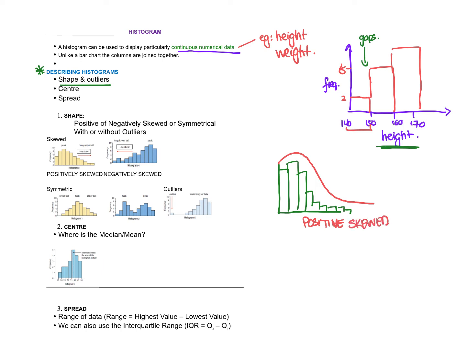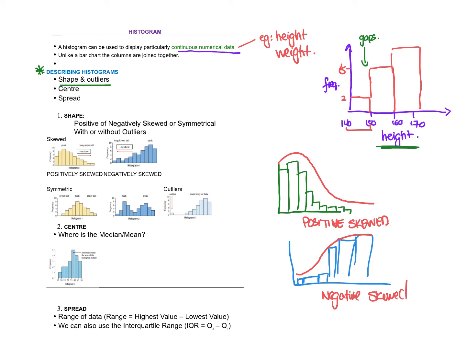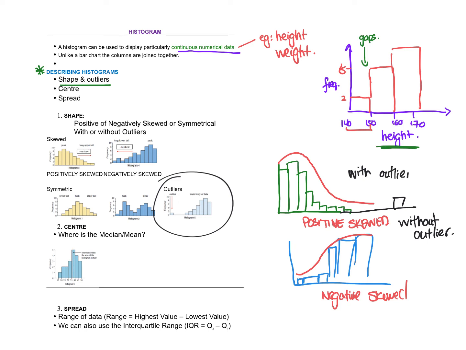Now if you have the opposite, where we start off a little bit small, and then it gets big at the end, so we've got the tail at the start, that's negative skewed. Sometimes if it looks like that, we would say without outliers. An outlier stands alone, like this one here. There's a little one by itself and it'll be separated. So if I drew this and then had this one out here, this one would be positive skew with outlier. Okay, so that would be us describing the shape.